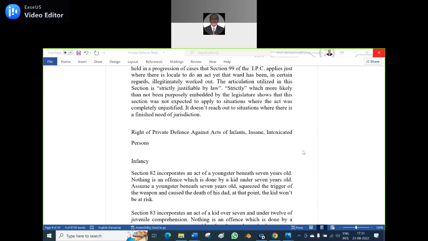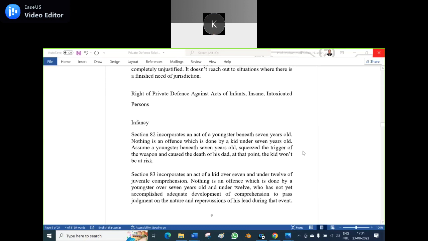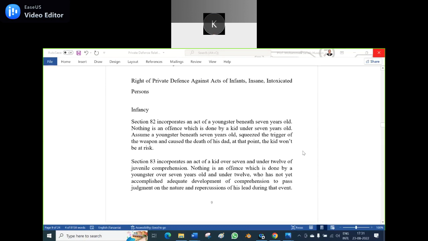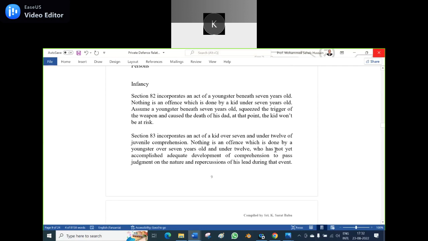The right of private defense against acts of infants, insane, intoxicated persons. Infancy means a very early stage of a child, just one or two years. Section 82 incorporates an act of a child below 7 years old. A child below 7 years old is considered to be an infant. Nothing is an offense which is done by a child under 7 years old. Suppose a child below 7 years old squeezed the trigger of a weapon and caused the death of his father. Then the child won't be liable.